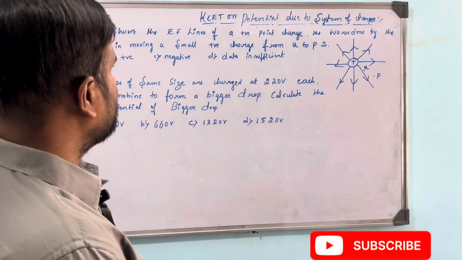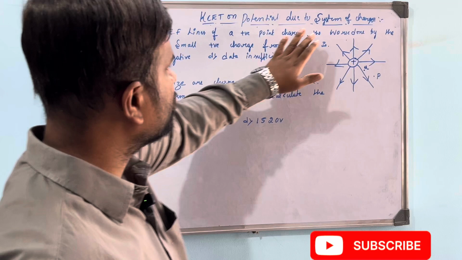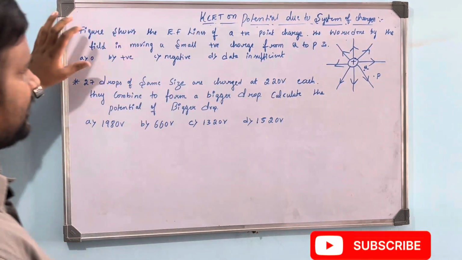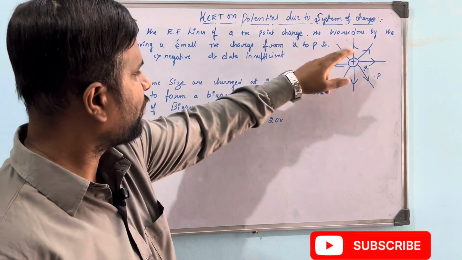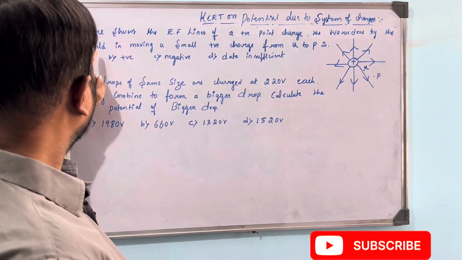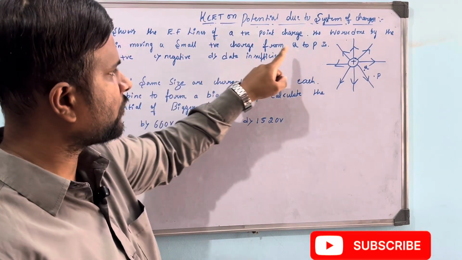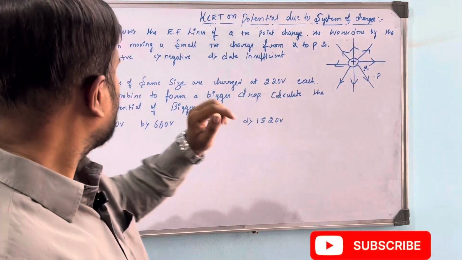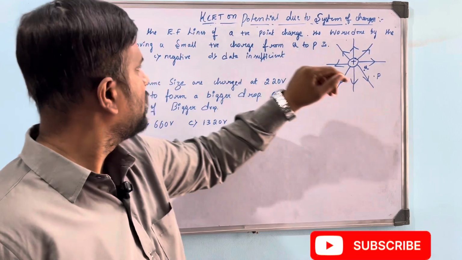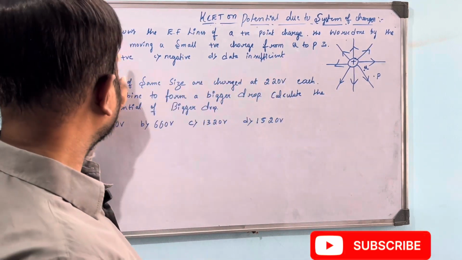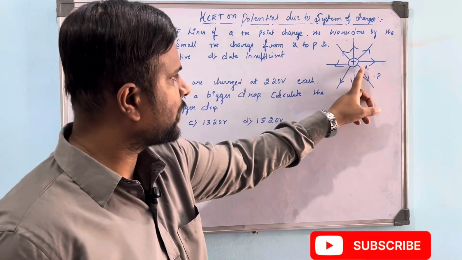So now the next numerical is KCET problems on potential due to the system of charges. First question: the figure shows the electric field lines for a positive charge. The work done by the field in moving a small positive charge from Q to P is? They have given the electric field lines for the positive charge, and they are asking what is the work done by the field in moving a small positive charge from Q to P.